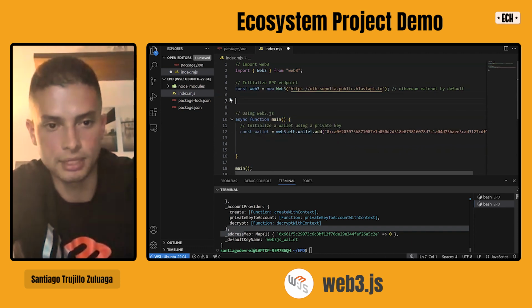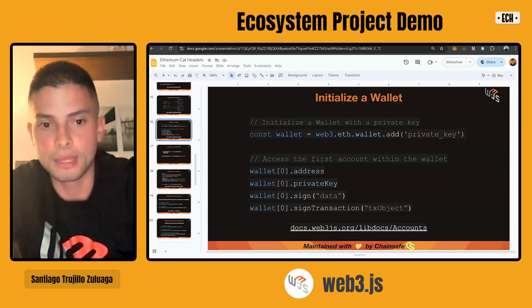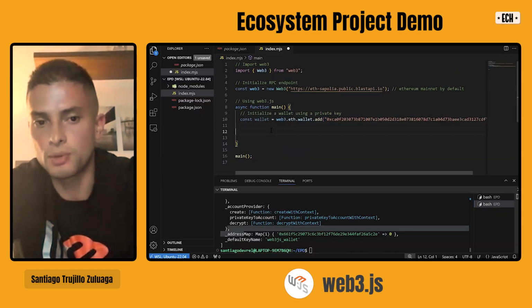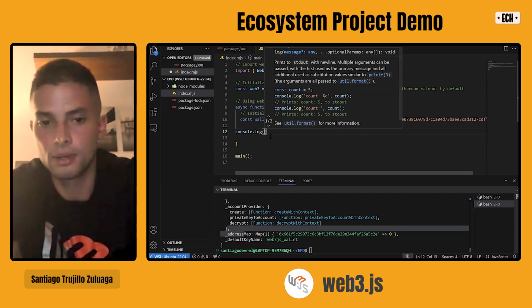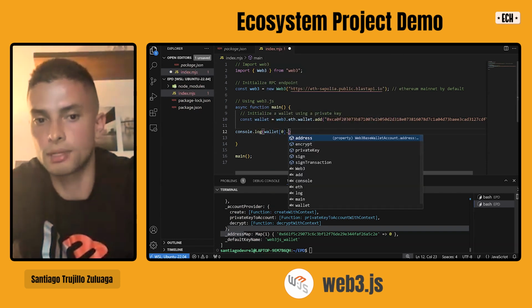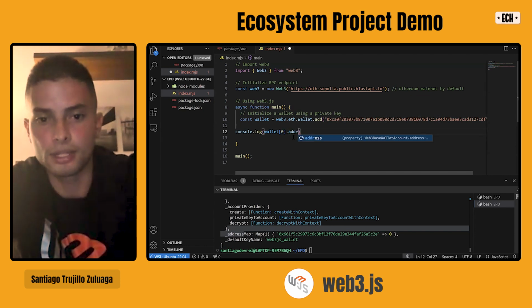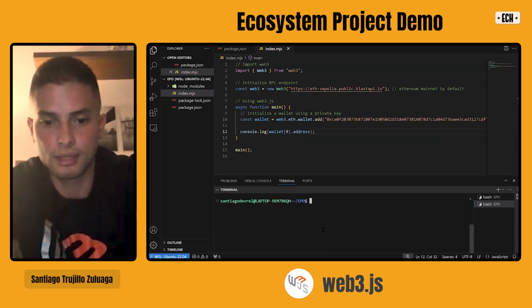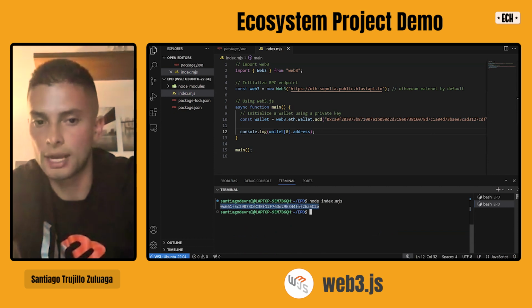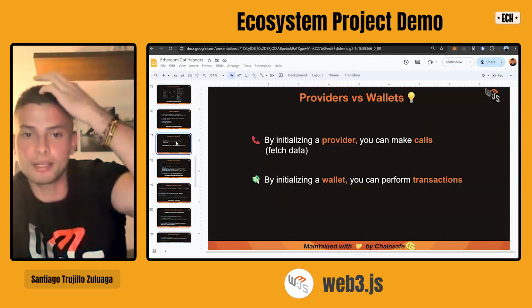So yeah, let's continue with this. Now we initialize the wallet. And then if I want to access, for example, the address of one of my accounts, I can just type wallet.0, because the account is at index 0 of this array, .address. And then you will see the address of the account that we are using right now. Perfect, so that's how we initialize the wallet.